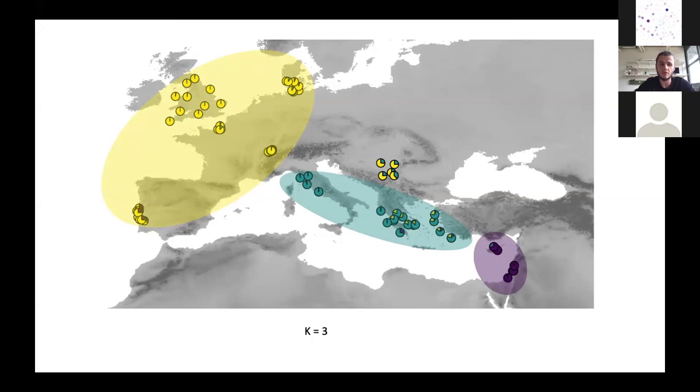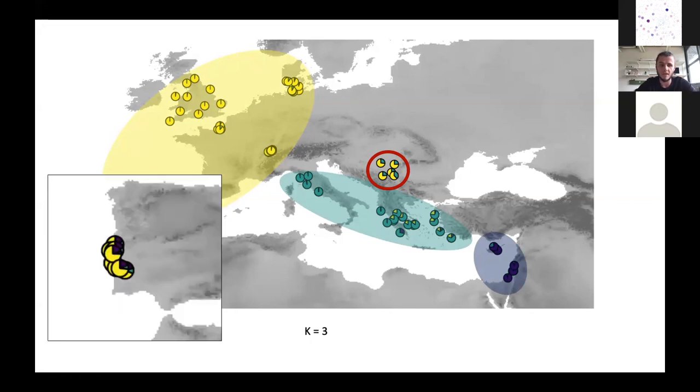But we can also observe that in the northern populations of Europe, and especially here in Serbia, we have contributions of both the green and yellow clusters in these individuals. And one last point that we can observe on this map is that our Portuguese samples do have some contribution of this purple cluster.